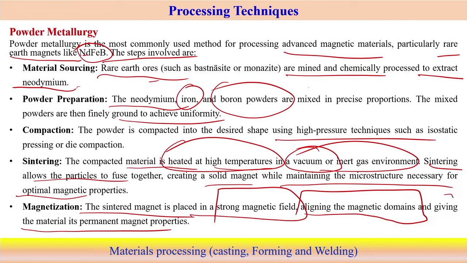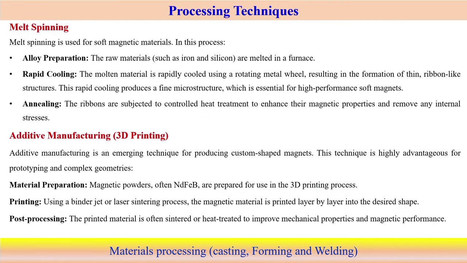So the steps, if you see, first the powder should be ready, powder preparation for the different materials, then follow the compaction, then sintering. After the sintering, we impart the magnetic properties to the solid component.